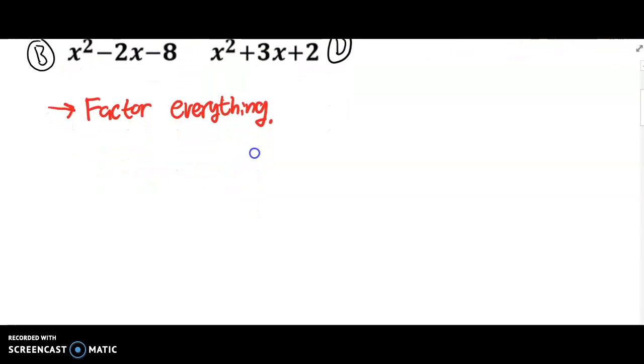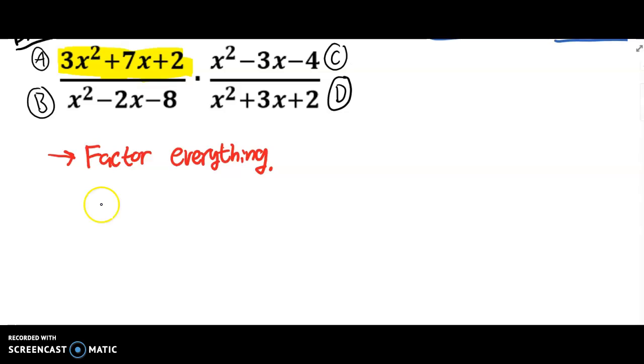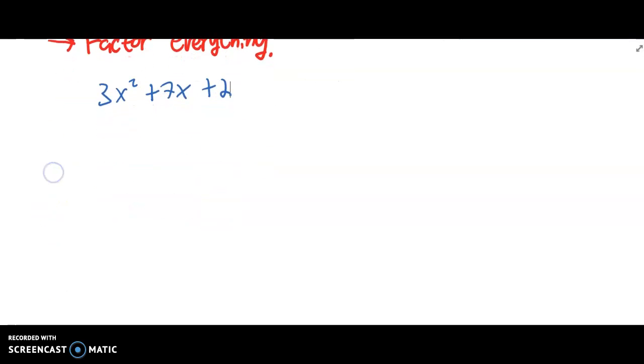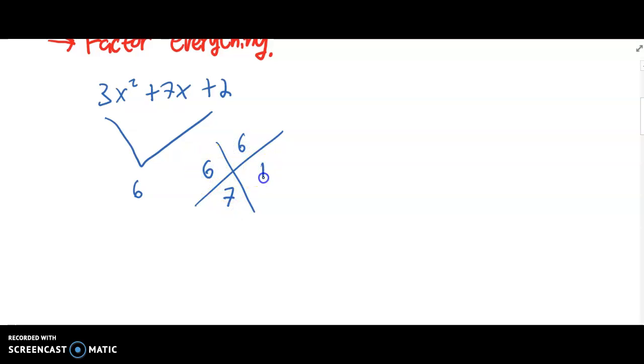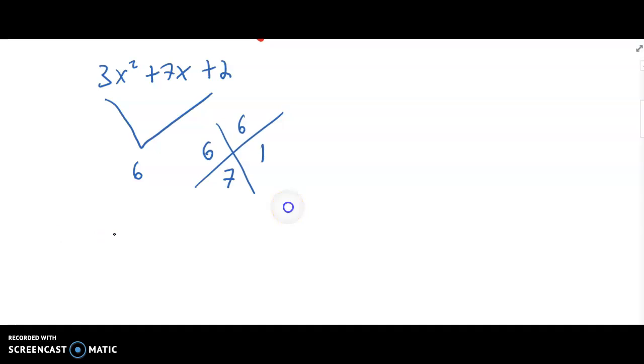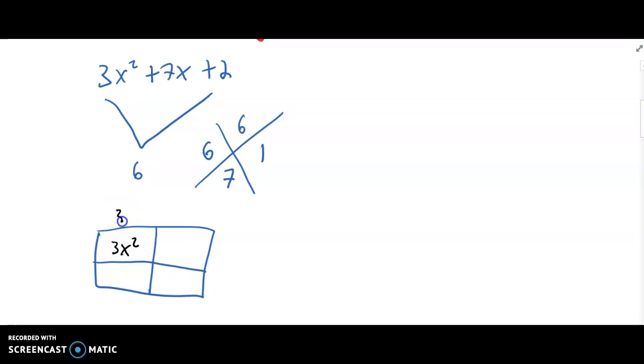Okay, so let's do my yellow part A. I have 3x squared plus 7x plus 2. All right, let's factor this. I get 6, make my x, 6 here, 7 here. Let's do 6 and 1. I'm going to need to build a square because of the 3 up front. So I've got 3x squared, 3x, x, 6x, we take out a 2.